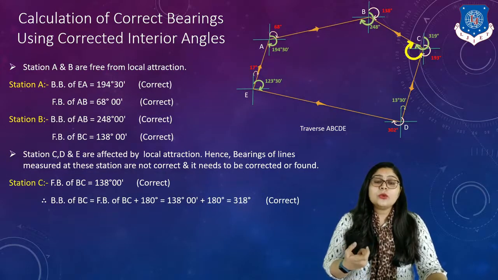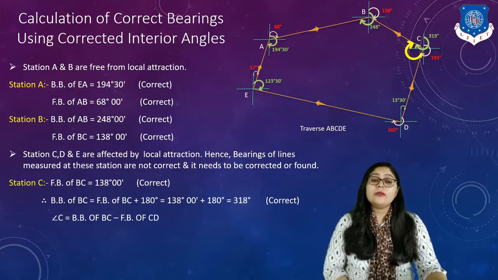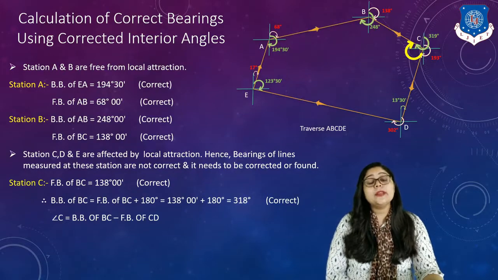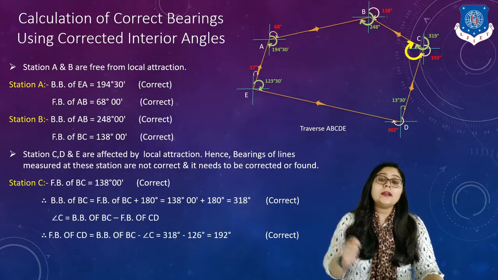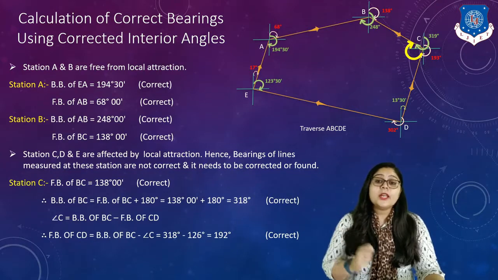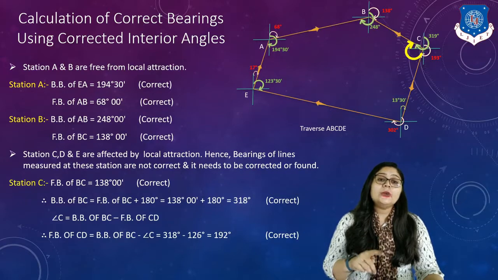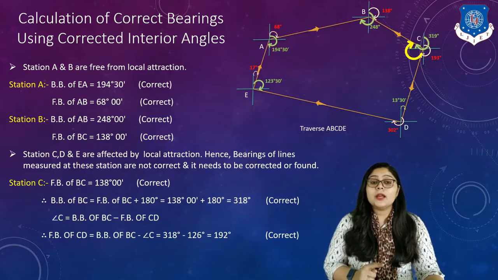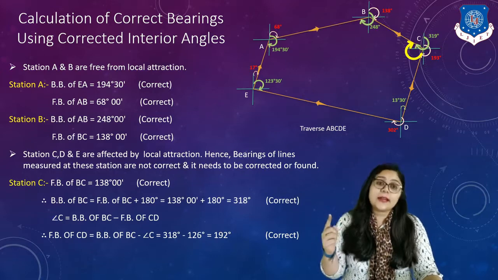Now, once you know the back bearing value, you can calculate the angle C. You can see in this traverse that angle C can be calculated as the back bearing of BC minus the fore bearing of CD. Angle C is also known to you, as you calculated it in the interior angle calculation. The back bearing of BC you have just found. Now you put in all the values and you get the corrected fore bearing of line CD, right? So that is the method in which the angle is used to identify the next correct line, right?